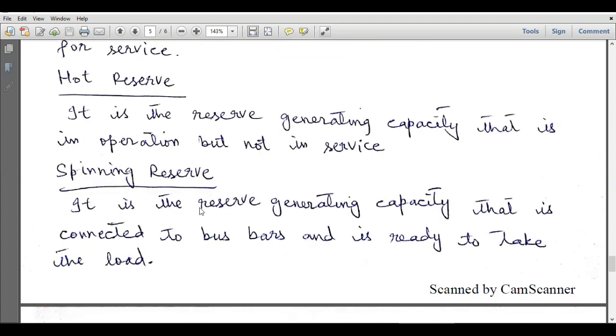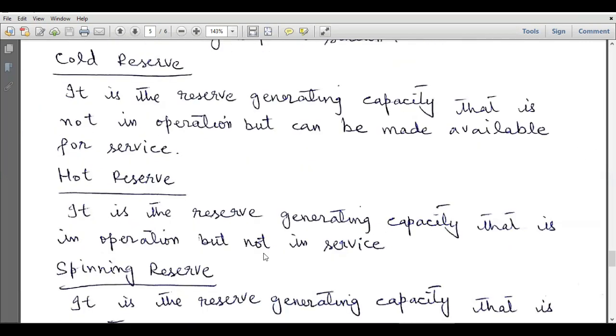And spinning reserve is the reserve generating capacity that is connected to bus bars and is ready to take the load. So that is all about some important terms which are associated with electric power system.